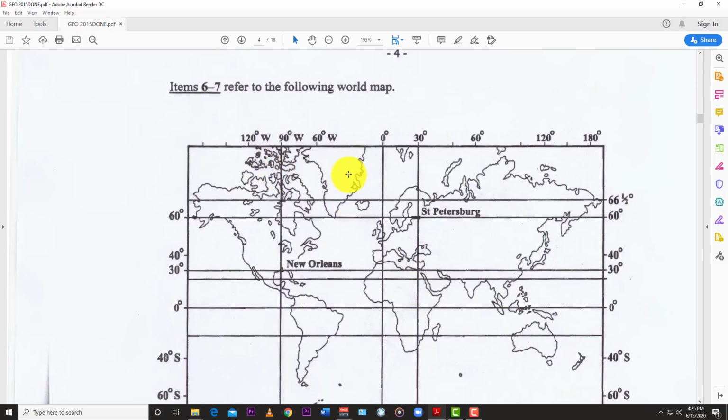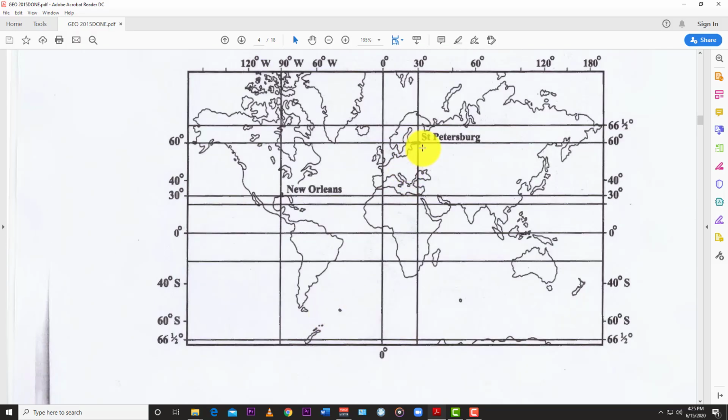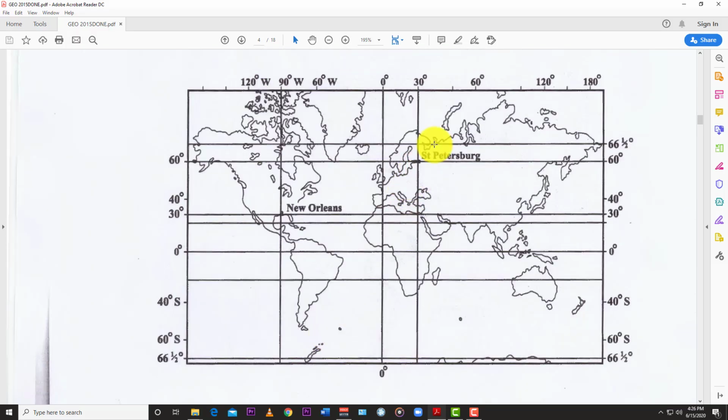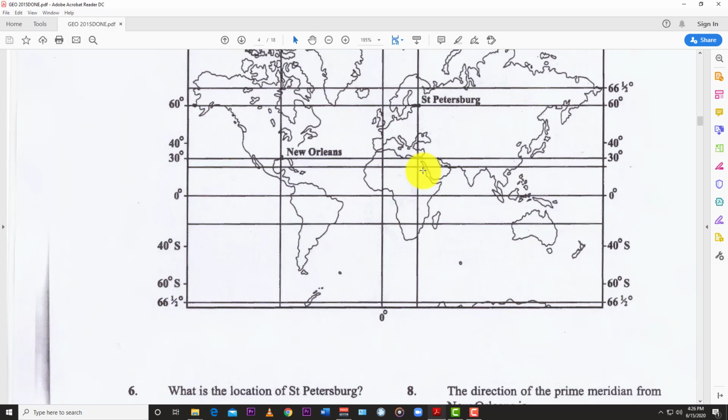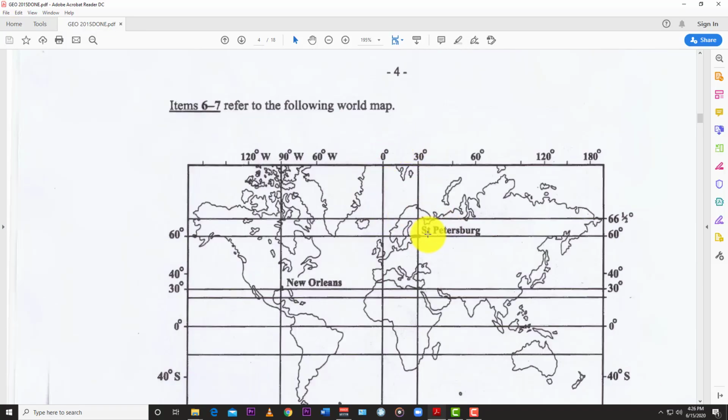Numbers 6 to 7 refer to the following world map. What is the location of St. Petersburg? The best answer is D, 60 degrees north, 30 degrees east. St. Petersburg is right here, and it's in the north, so it's right there, 60 degrees north, and then we have 30 degrees to the east. This is 0, this is Greenwich, so anything here would be east of it, so it's 30 east and 60 north.